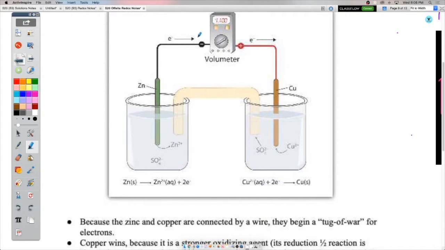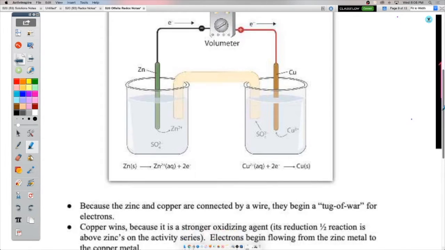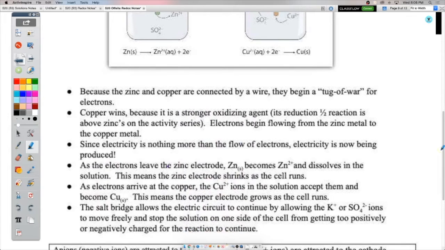So we have zinc connected to copper through a wire, and if we want to measure it, we can put a voltmeter in there. But since they're connected, copper is going to yank on zinc's electrons. It's going to steal them away. Because they're connected by a wire, I think of it as a tug of war, right? They start a tug of war for electrons. Copper wins because it's a stronger oxidizing agent. It's better at reducing, okay? So I think of it as it's above zinc on the activity series.